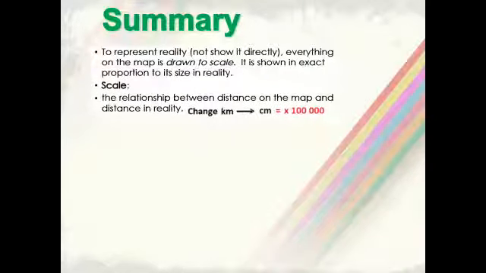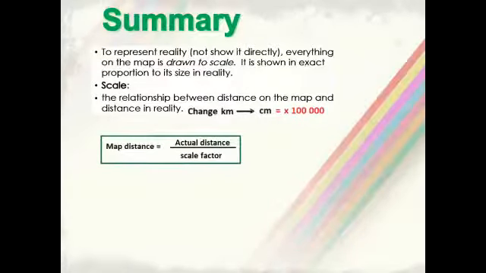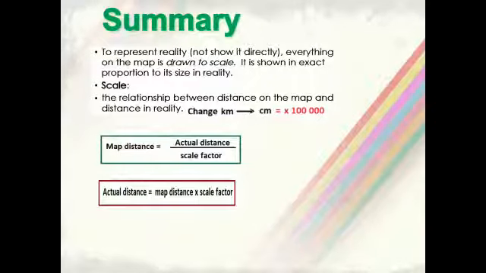Okay, so this is today's class. We discussed two things. First is map distance and second is actual distance. There is a relationship between the distance on the map of the things and the distance in reality. So we always need a scale factor. It should always be an exact proportion. We have used some formulas. First formula, map distance is actual distance divided by scale factor, and second one, actual distance is equal to map distance multiplied by scale factor.